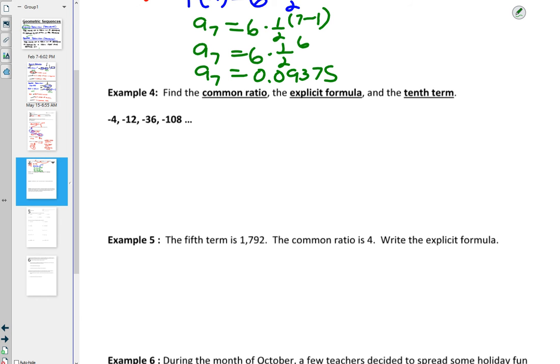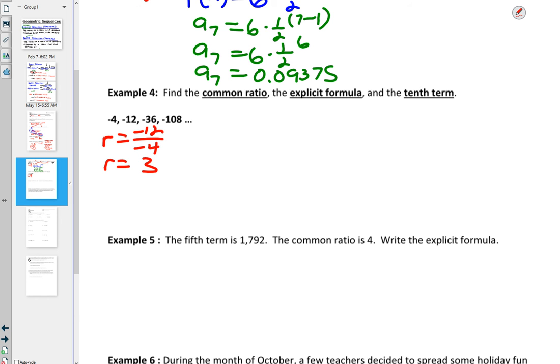Okay, what looks a little bit different with example number 4? Yeah, we have negatives. But are the signs alternating? Are we going positive, negative, positive, negative? No, we're not. They're all negative. So the only time your common ratio is negative is if the signs alternate. Since the signs don't alternate, my common ratio is going to be positive. The way you can find it is just divide any two numbers that are consecutive. My common ratio here is 3.